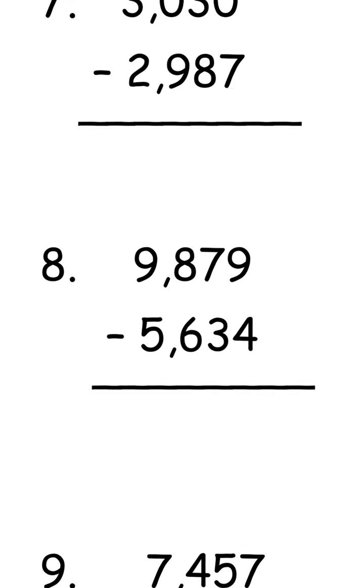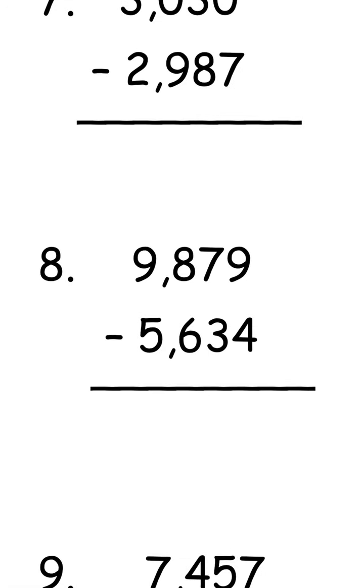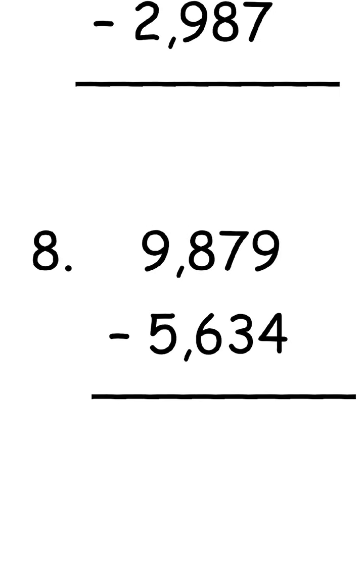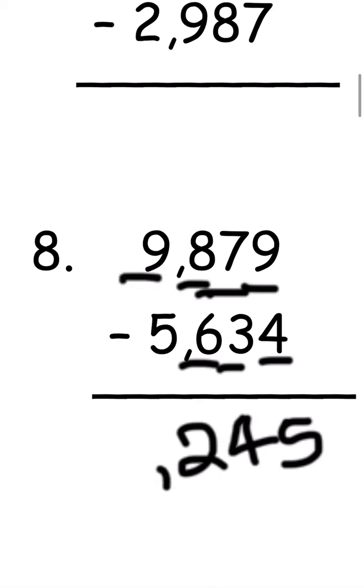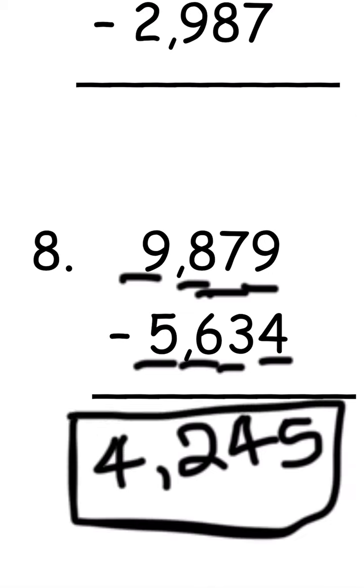For number 8, we have larger numbers. So 9,879 minus 5,634. So 9 minus 4 is 5, 7 minus 3 is 4, 8 minus 6 is 2, and 9 minus 5 is 4. So 4,245 is the answer for number 8.